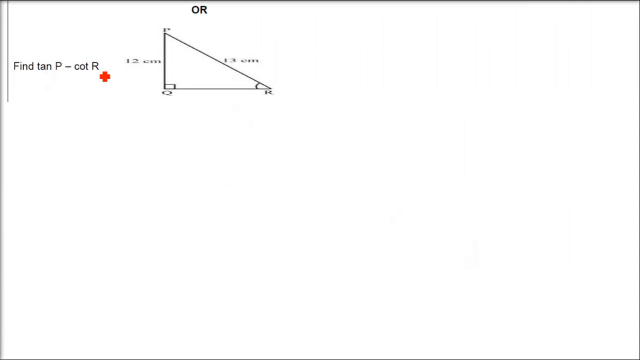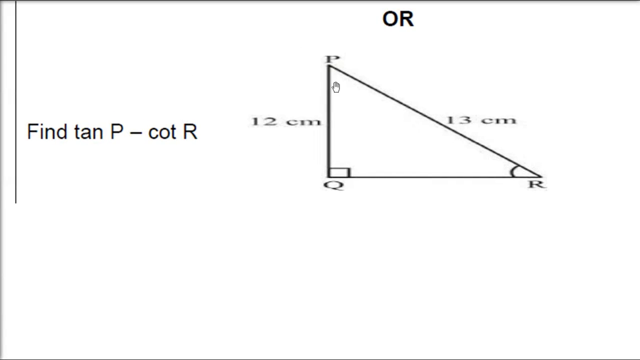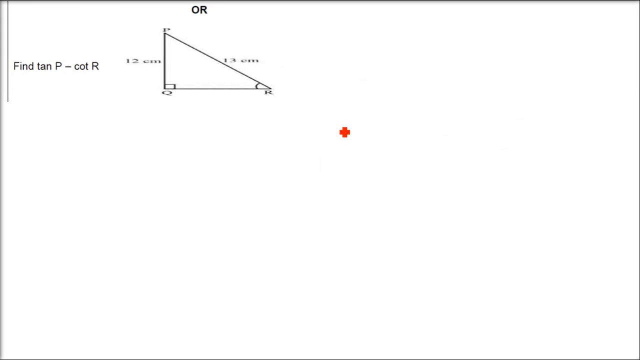Now tan P minus cot R. There is only one trick here, that the angles are changing. When we take tan P, perpendicular will be QR and base will be PQ. When you take angle R, perpendicular will be PQ and base will be QR. What about cot R and tan P?